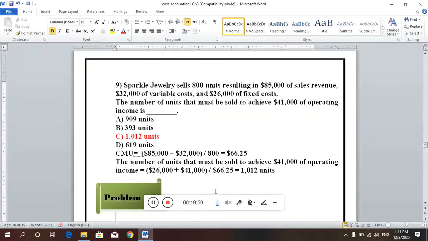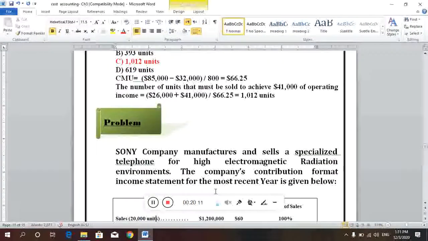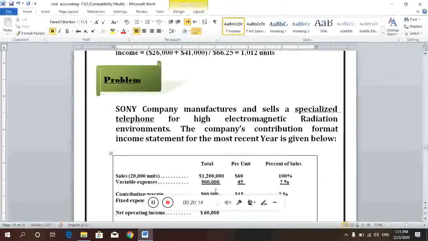This is some of our short examples that we used to practice the rules that we took in the last section. Here there is a big problem and it needs you to be more concentrated when you solve it. Sony company manufactures and sells a specialized telephone for high electromagnetic radiation environments. The company's contribution format income statement for the most recent year is given below.